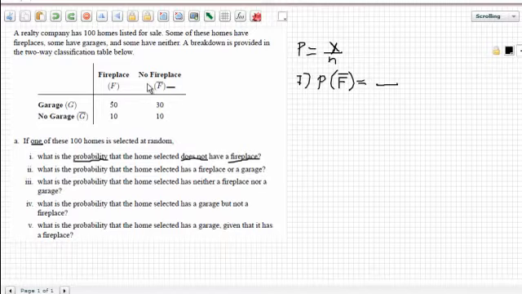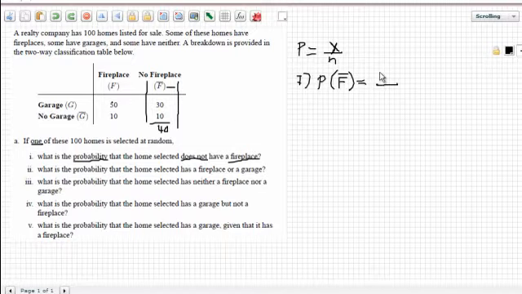Well, the answer here is that we're gonna be looking down the column of the no fireplace, which means that we want absolutely every house that does not have a fireplace. We're completely disregarding if it has a garage or no garage, because that does not concern us right now. We just want to know how many houses have no fireplace. So the answer to that is actually 40. We have 40 houses that have no fireplace.